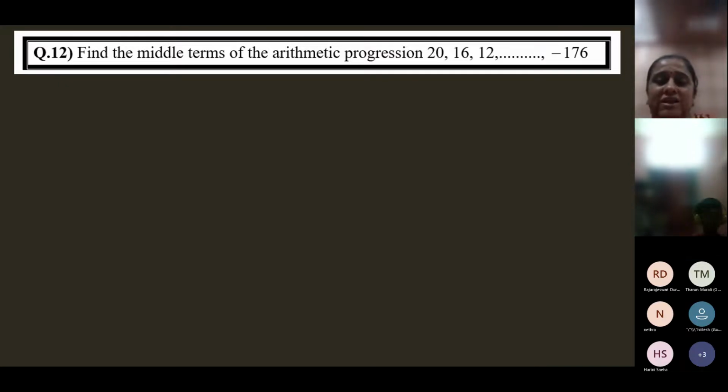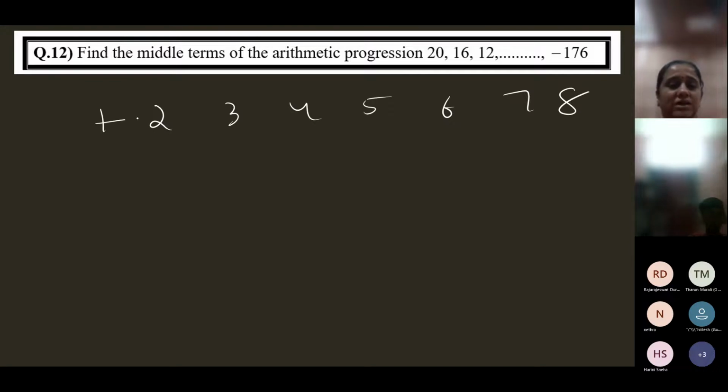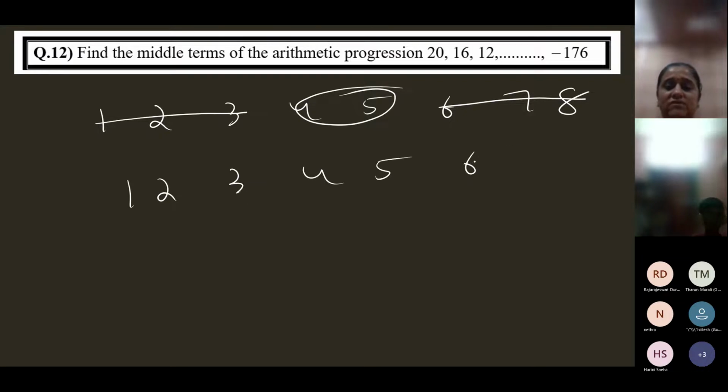So if the AP has 101 terms, an odd number of terms, there'll be only one middle term. If the AP has an even number of terms, then there'll be 2 middle terms. You can try 1, 2, 3, 4, 5, 6, 7, 8. Cancel out 3 numbers from the beginning and 3 numbers from behind. See here, 2 middle terms. But if you have 1, 2, 3, 4, 5, 6, 7, cancel out 3 from behind and 3 from the first, only one middle term.